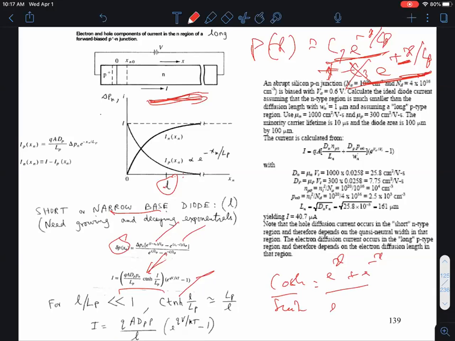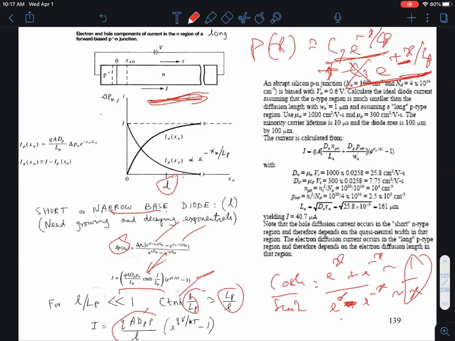I'm not showing the 2. Sinh is e to the power x minus e to the power minus x over 2. The 2's cancel out, okay? Now, the sinh is basically proportional to x, while cosh is proportional to 1. So I get 1 over x for low values of x. Therefore, cotangent of L over LP, you flip that and you get this. And you basically get, in a short diode, the IV characteristics, which depend on this form, okay?